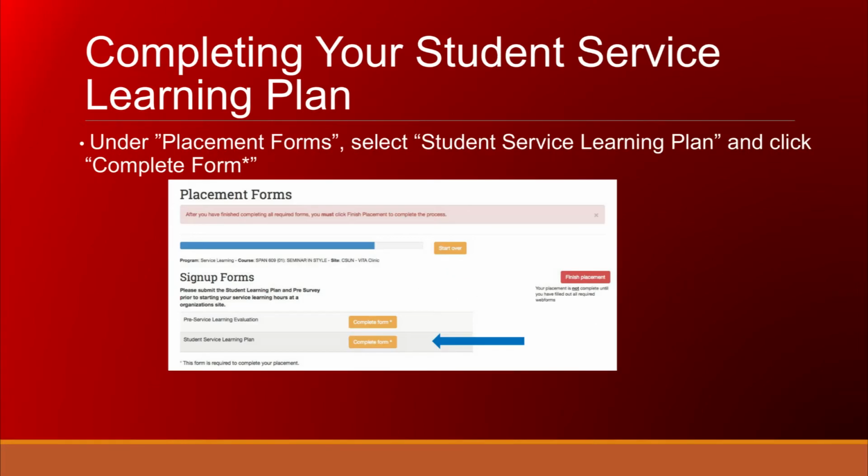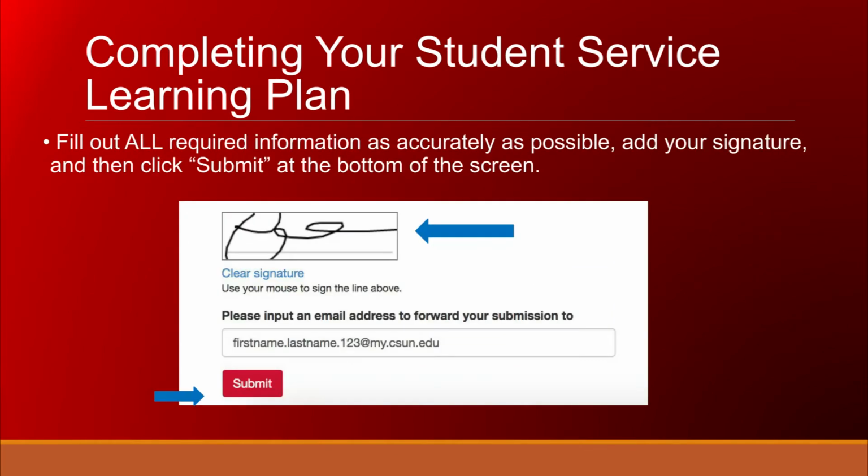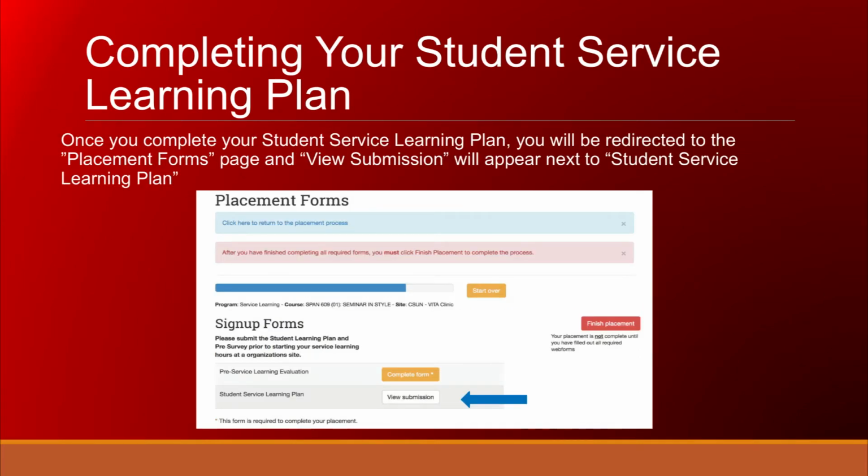The second form you will need to complete prior to the start of service learning is the Student Service Learning Plan. First, click the Complete Form button next to the Student Service Learning Plan. Next, fill out all the required fields with the requested information. Please complete these fields as accurately as possible. When finished, add your signature into the box and then click Submit at the bottom of the form. This will bring you back to the home page.